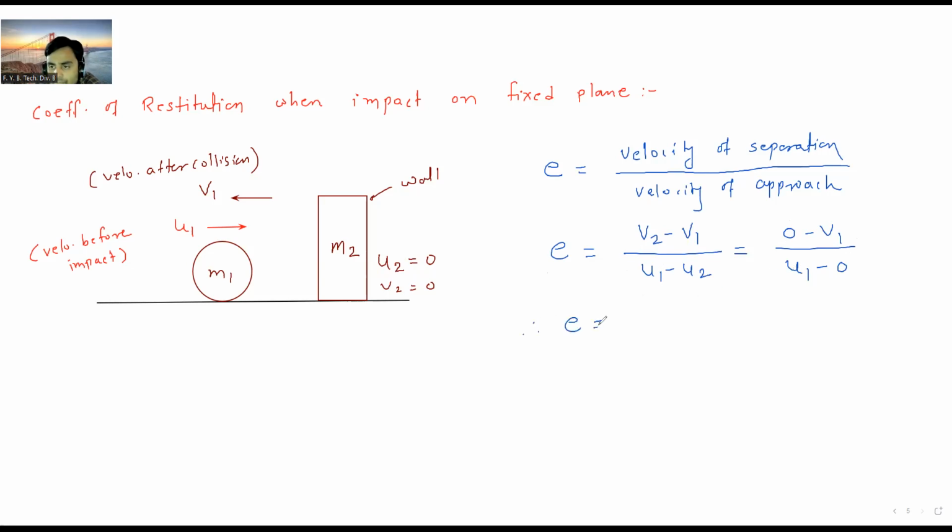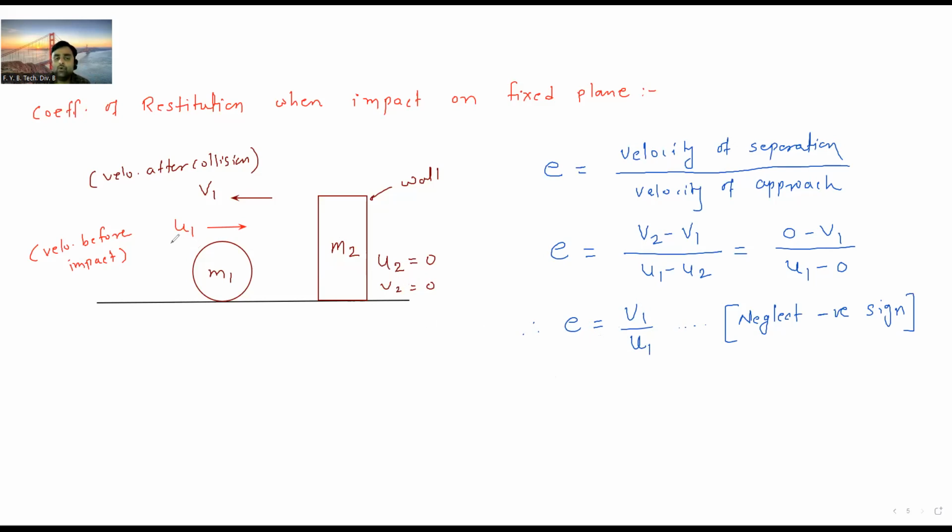So therefore e is equal to v1 upon u1. Neglect the minus sign. The negative sign is only for direction; it shows the velocity is in the opposite direction. So this is the formula: e is equal to v1 upon u1.